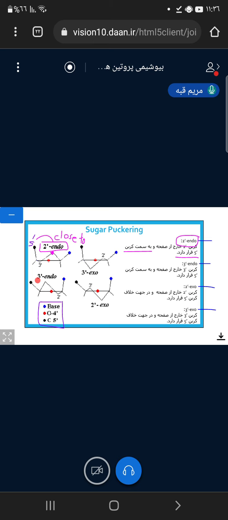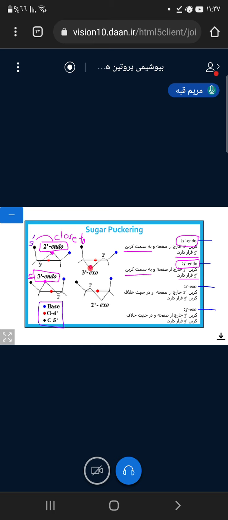When 3' carbon is close to 5' carbon, the conformation is called 3' endo. It means 3' is near to 5'. پس کانفورماسیون 3' اندو وقتی شکل میگیره که کربن 3' به سمت کربن 5' قرار بگیره. اندو یعنی نزدیک کربن 5'.